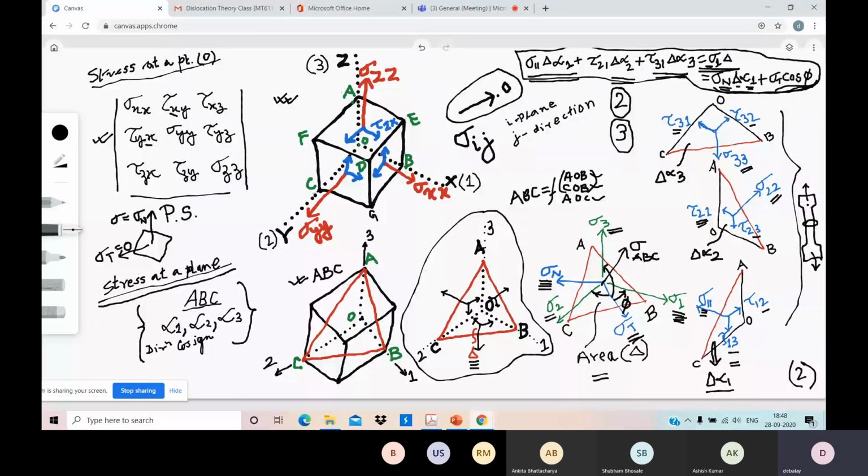Similarly, the perpendicular planes may not have any normal stress value on them, but there is no shear stress either. So I have to write those planes also as principal planes because there is no shear stress. And there is a normal stress, and the value of normal stress equals 0.